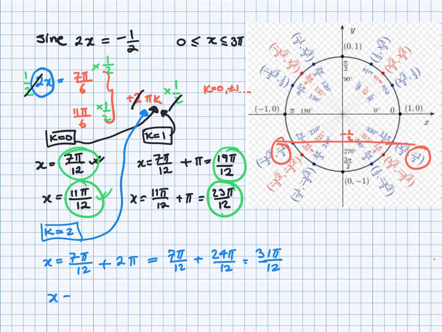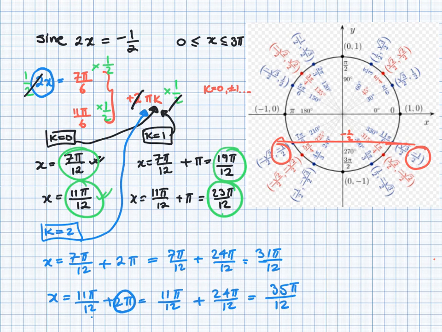And x is equal to 11 pi over 12 plus 2 pi. Let's do the same thing. And in case you're wondering what I'm doing here with this 2 pi, I'm just converting 2 pi into a fraction with denominator 12 so that I have the same denominator, which is just, again, 24 pi over 12, which is 2 pi. Okay, same as this one here. So this one and this one, they are exactly the same. And then equal to, same denominator, copy down, 11 pi plus 24 pi is 35 pi.